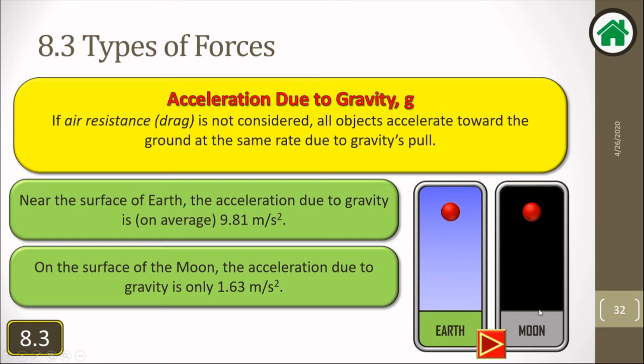The moon has less mass, so the acceleration due to gravity on the moon's surface is only 1.63 meters per second squared. So if we drop the same object from the same height, but one on the surface of Earth and one on the surface of the moon, the object on Earth will accelerate much more quickly and will hit the ground sooner than the object dropped from the same height on the moon's surface.